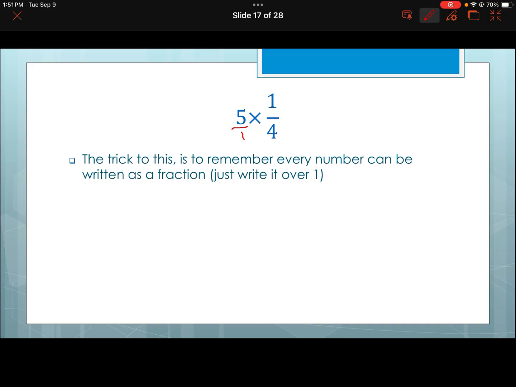And now that it's a fraction, I can just multiply the top and multiply the bottom. So 5 times 1 is 5, and 1 times 4 is 4. So it doesn't really matter, and you could convert that into mixed if you want to. Okay, so that's all the things I'm doing for multiplication.